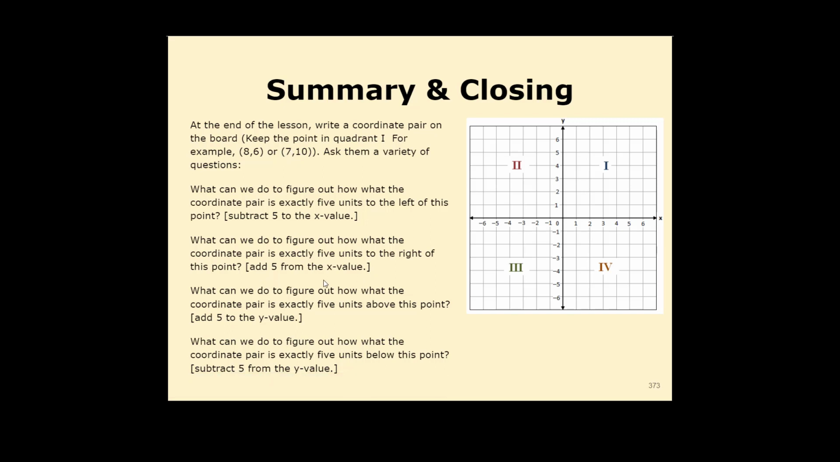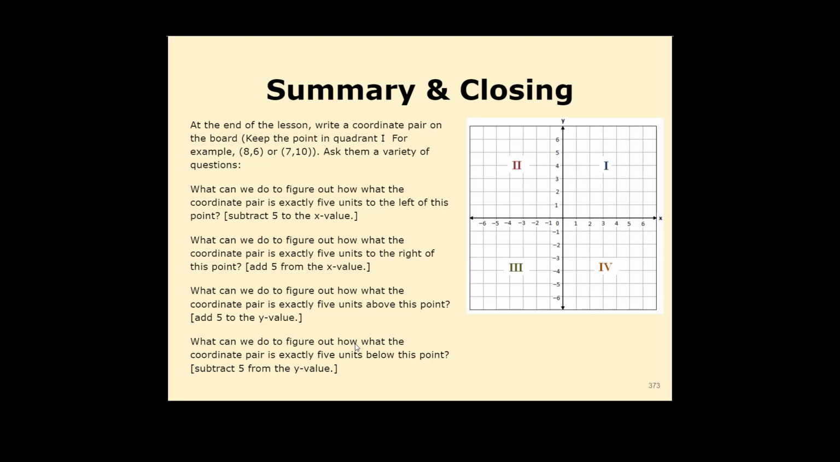If I asked, what can we do to figure out what coordinate pair is exactly 5 units to the right, we're hoping that they'll say something like, well, then I would add 5 to the 7. If I wanted to ask the question, how can we figure out what coordinate pair is exactly 5 units above this point, then we're hoping that they would say, well, I would add 5 to the 10 because 10 is in the y coordinate spot.